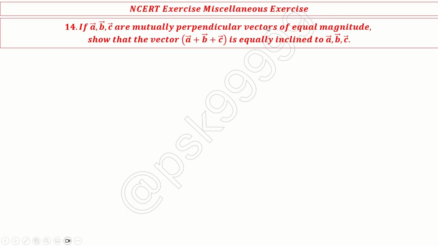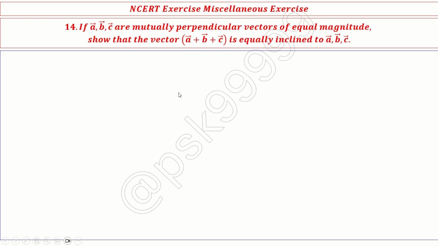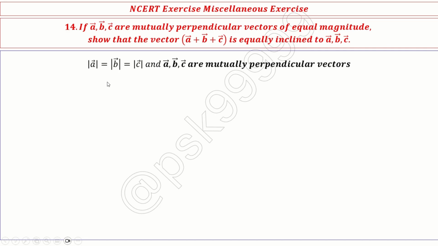A, B, C are mutually perpendicular vectors of equal magnitude. Show that the vector A plus B plus C is equally inclined to A, B, C. This is a simple proof. It is given that magnitude of A equals magnitude of B equals magnitude of C, and they are mutually perpendicular, which means A dot B equals B dot C equals C dot A equals 0.